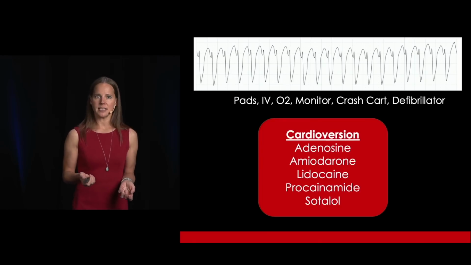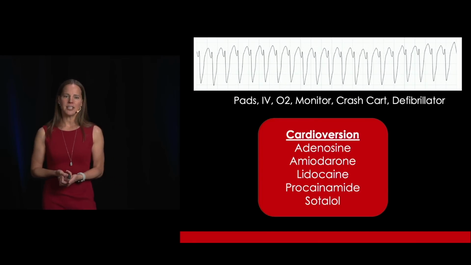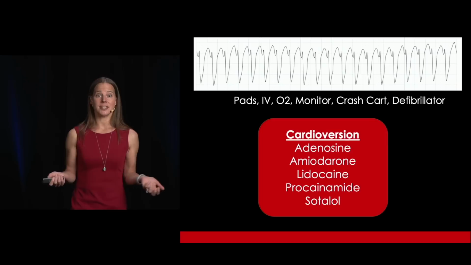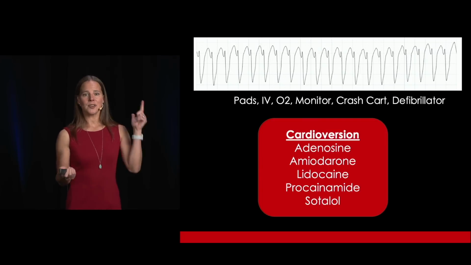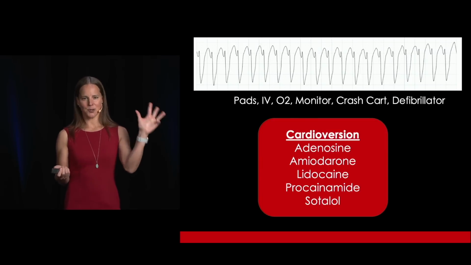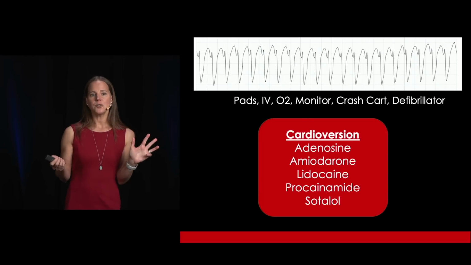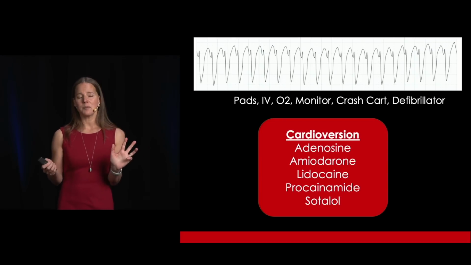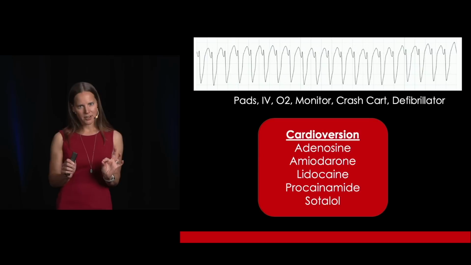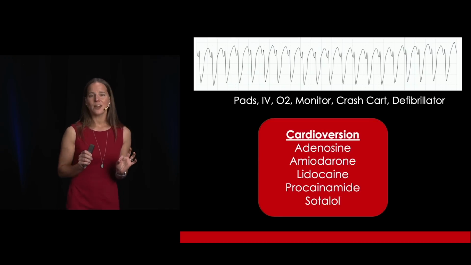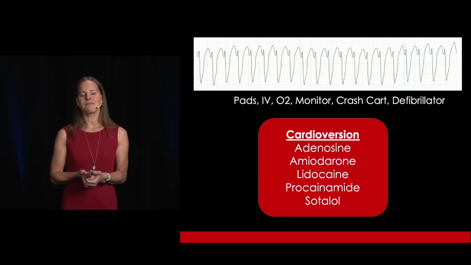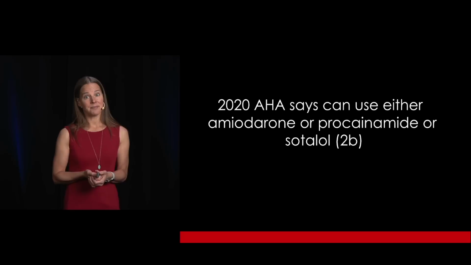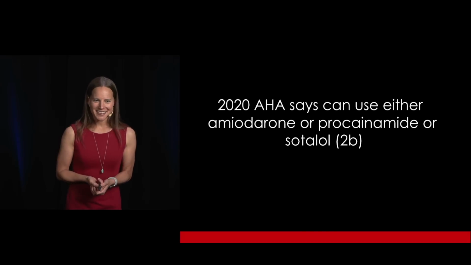You also have adenosine, as we've talked about. And then generally, there are these other medications that you can use: amiodarone, lidocaine, procainamide, and sotalol. A lot of us use amiodarone, and that's fine. But what is actually the most effective for a wide complex regular tachycardia in the ED? It's actually procainamide. But let's talk about the guidelines.